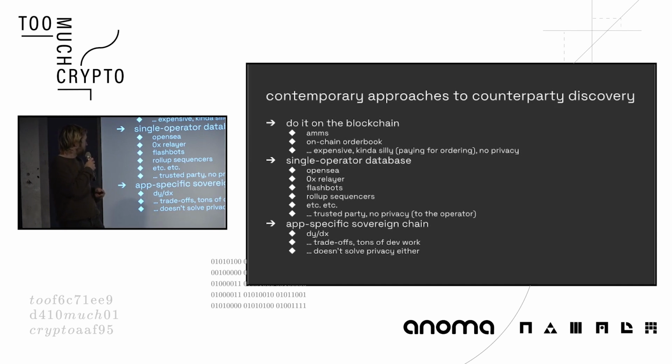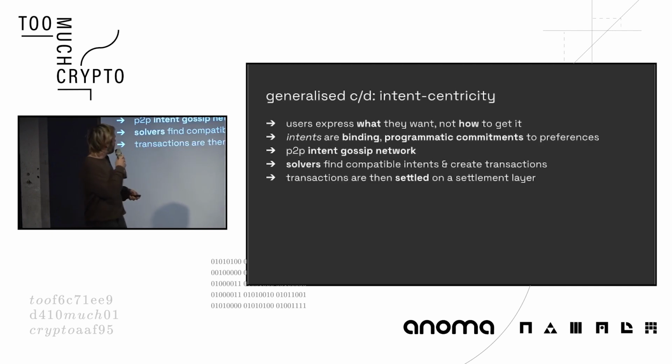Also, some people have built app-specific sovereign chains or are building them, but it's very expensive. So to avoid unnecessary developer work in the world and to save energy on food to feed developers and go to conferences, we are building a generalized counterparty discovery system based on the concept of intents. Intents are, you could think of them as partial transactions, something prior to transactions. Intents are expressions of the user of what they want instead of how to get it.